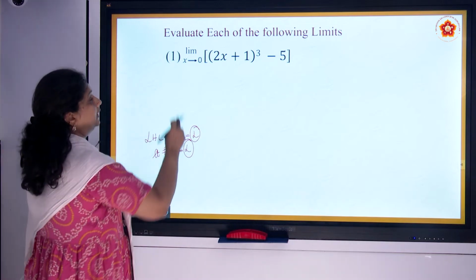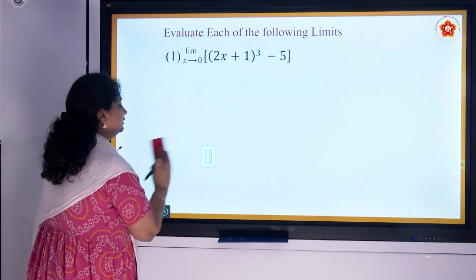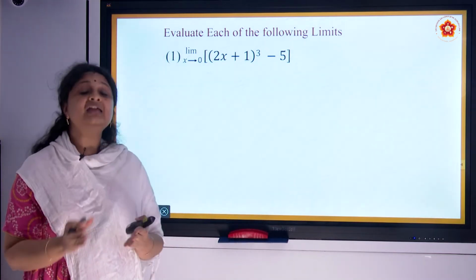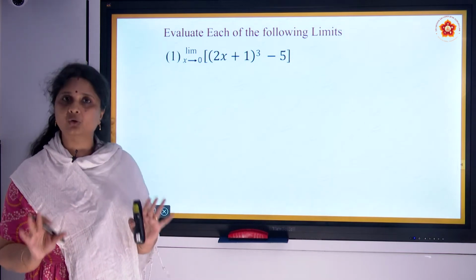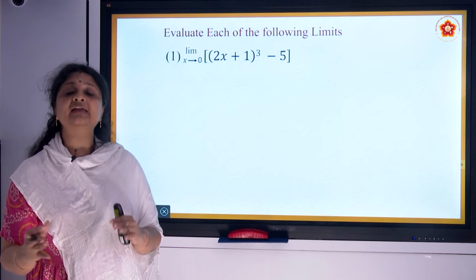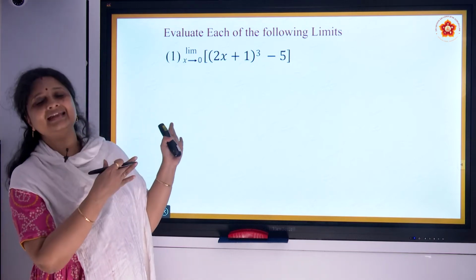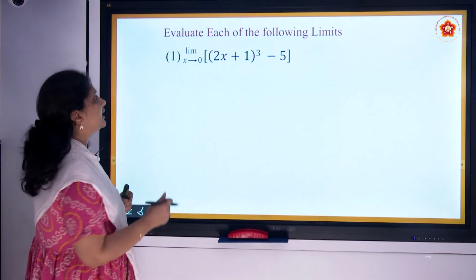Okay. Now, here it says evaluate the limit. So you will be asked to evaluate limits only if the limit exists. So here we need not check if the limit exists at all. We are directly going to find the limiting value of the function without checking the left hand limit and the right hand limit. How are we going to do that?